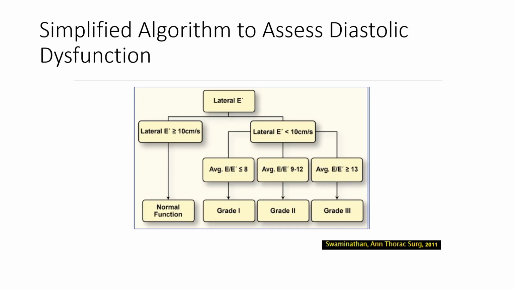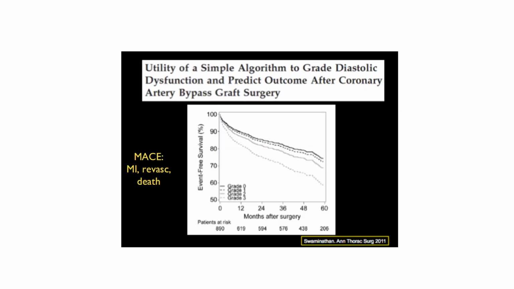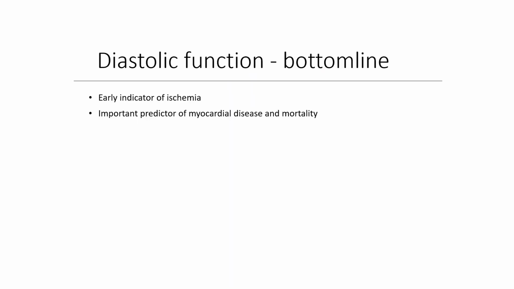This algorithm says that if your lateral E prime is greater than 10 centimeters per second, it's usually somebody with normal function. And if it's less than that, then the E to E prime ratio will help you distinguish between grade 1, 2, and 3 diastolic dysfunction here. And they found that using that algorithm, it corresponded to the prediction of major adverse cardiac events such as MI, revascularization, and death in patients who have had CABGs. So the bottom line for diastolic function is that it is an early indicator of ischemia and an important predictor of myocardial disease and mortality.